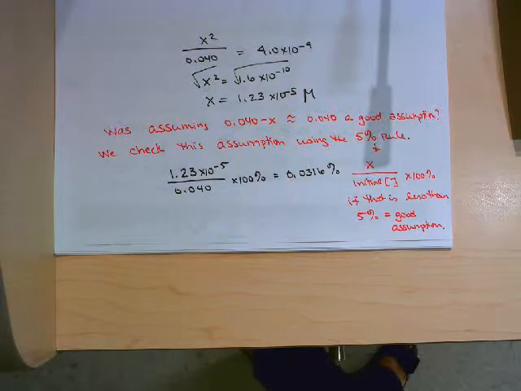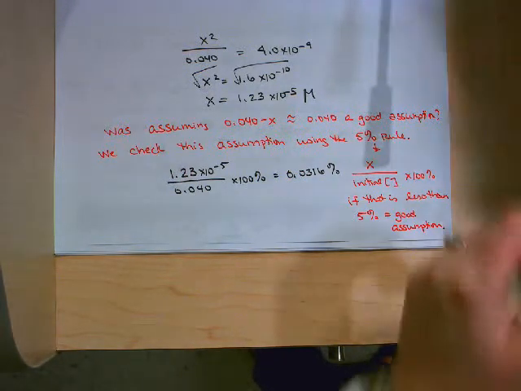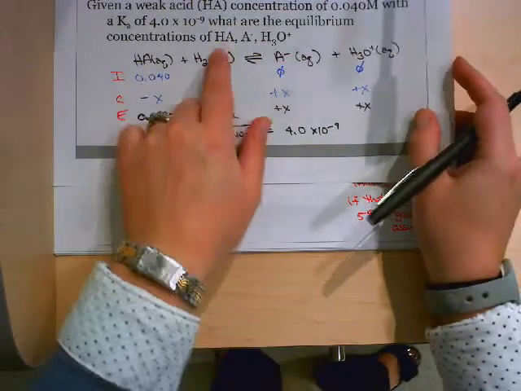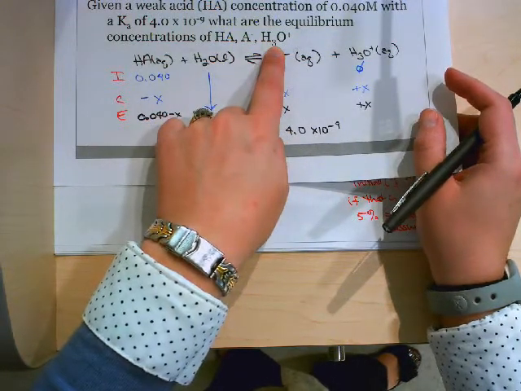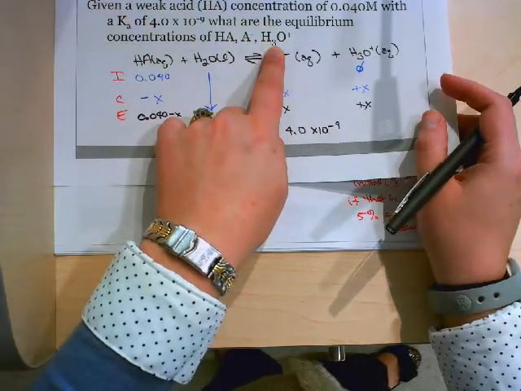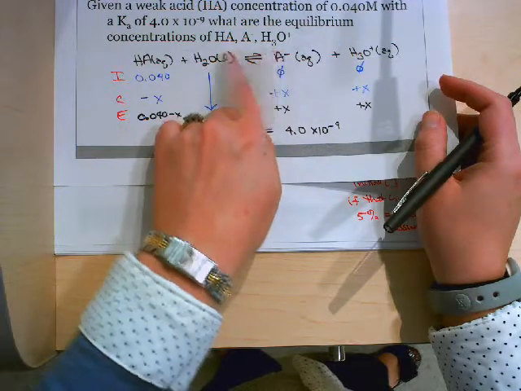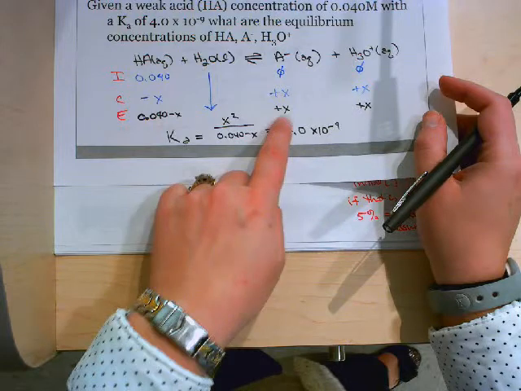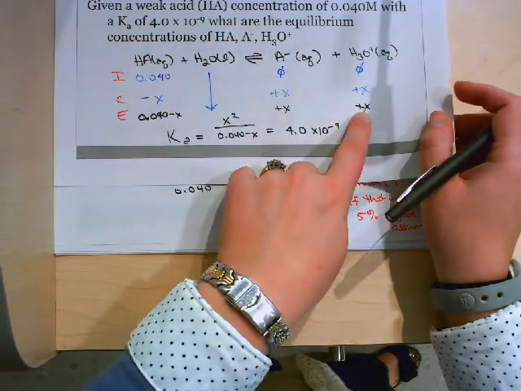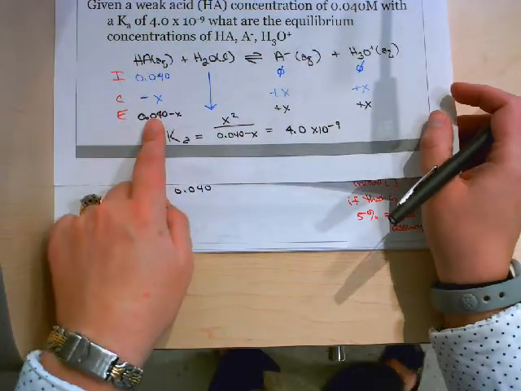Alright, so good assumption. Now we need to finish answering the question, which is, where did my question go? The equilibrium concentrations of HA, A minus, H3O plus. So, x is which of these, more than one of these values? Right, it's the A minus and the hydronium, and then HA is still just 0.04.